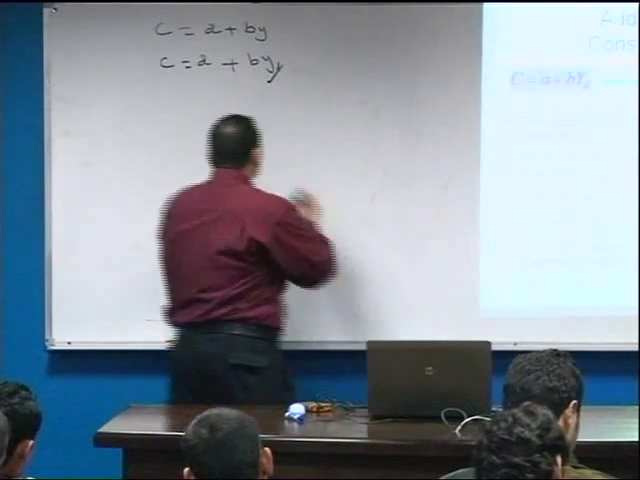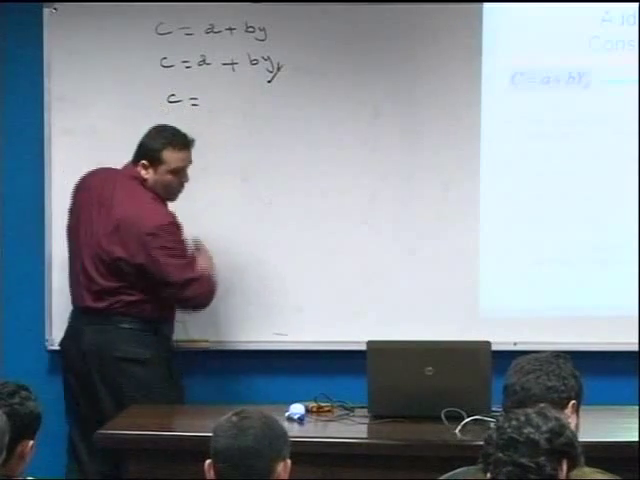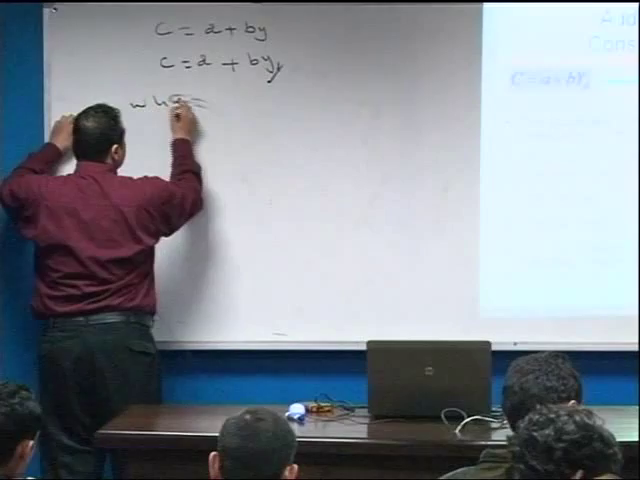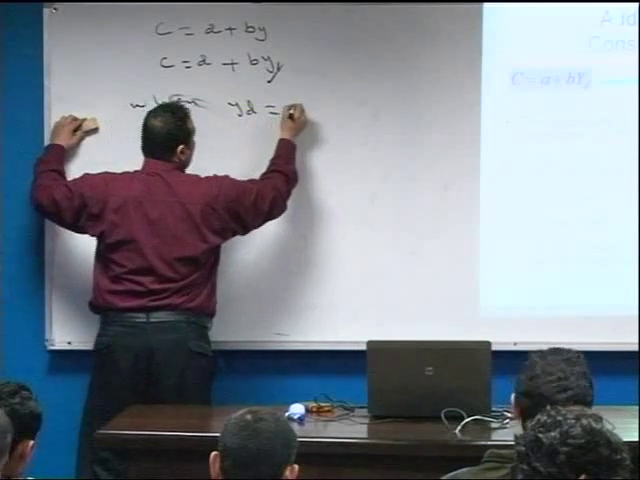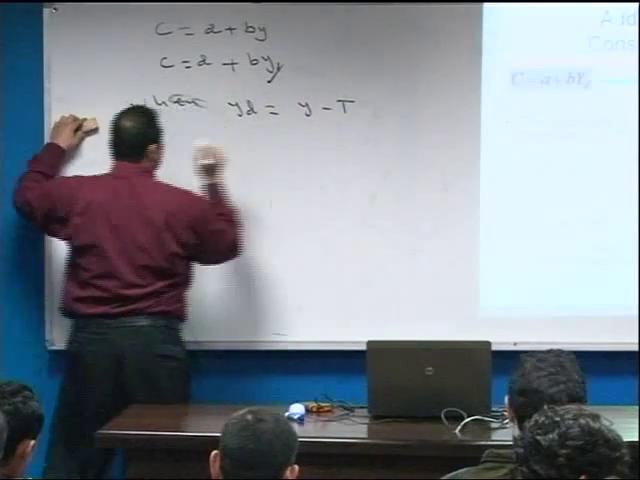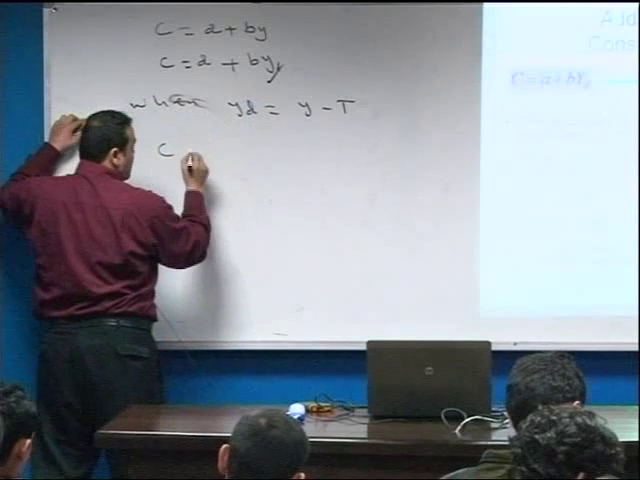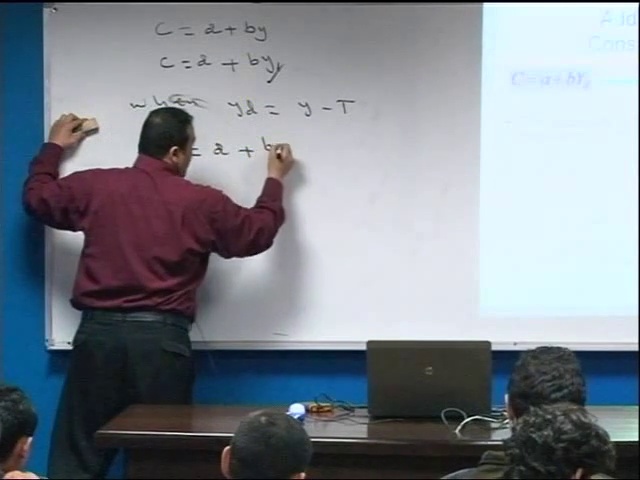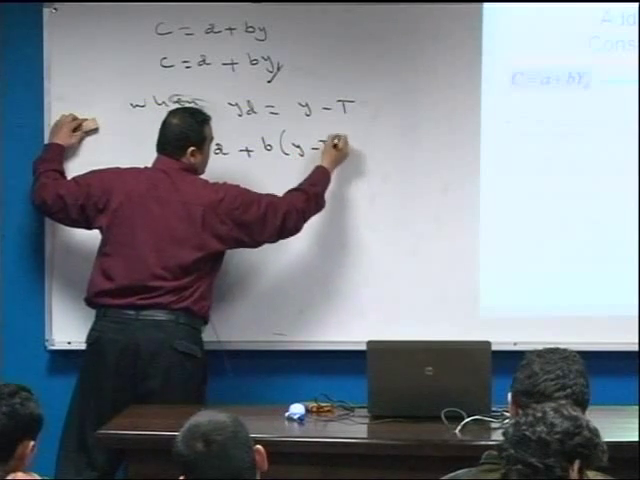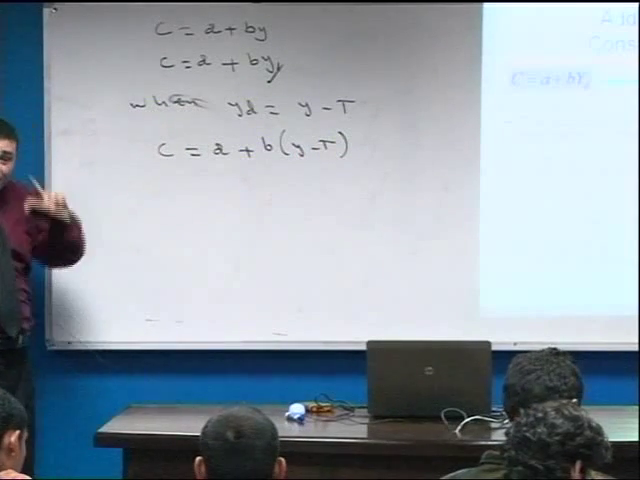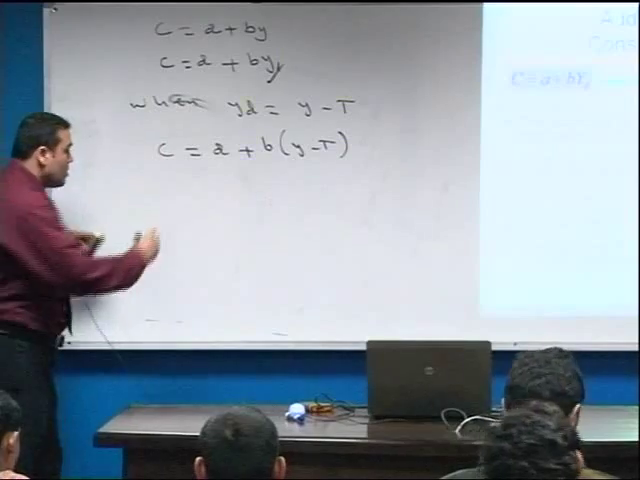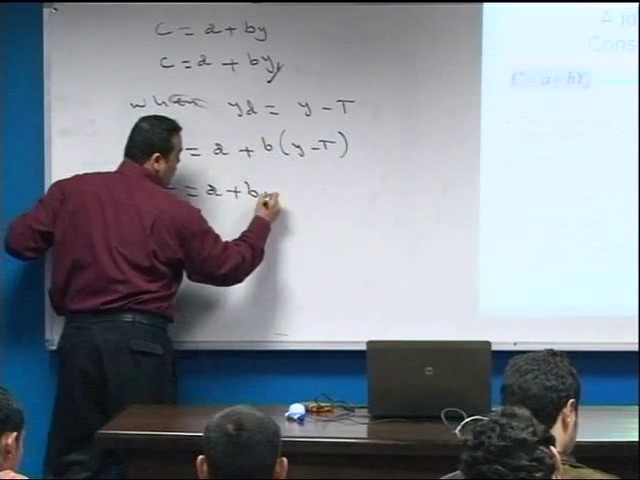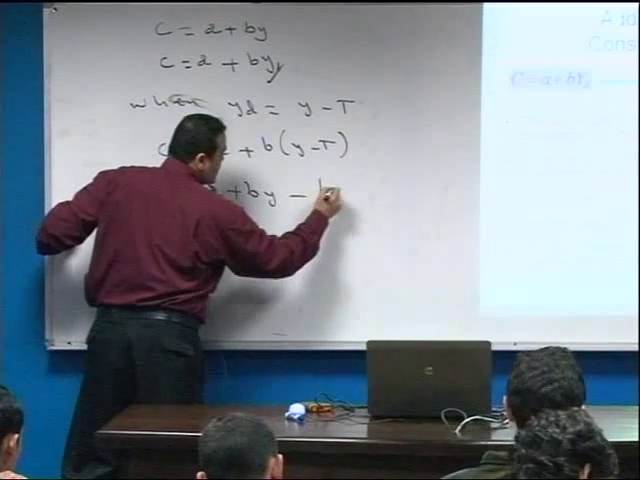So C, where YD equals Y minus T. So the consumption function equals A plus B times YD, which is Y minus T. Right? So C equals A plus BY minus BT.